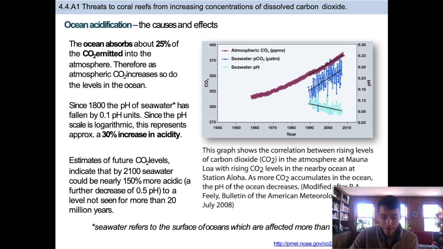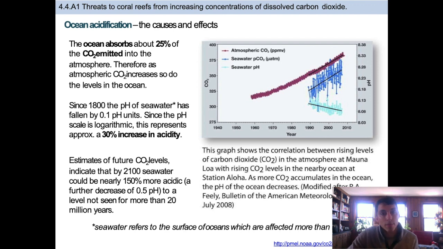So the ocean absorbs about 25% of the CO2 emitted, and so therefore we can see up here this purple line is atmospheric CO2 increasing, and as that atmospheric CO2 increases, we see seawater CO2 having a corresponding increase, and as the amount of carbon dioxide in the seawater increases, we get a corresponding decrease in the pH of the seawater. So as atmospheric carbon dioxide increases, so do the levels in the ocean. And since 1800, the pH of seawater has fallen by 0.1 pH units. Now that doesn't sound like a lot.